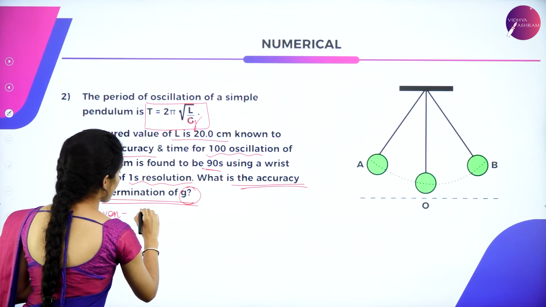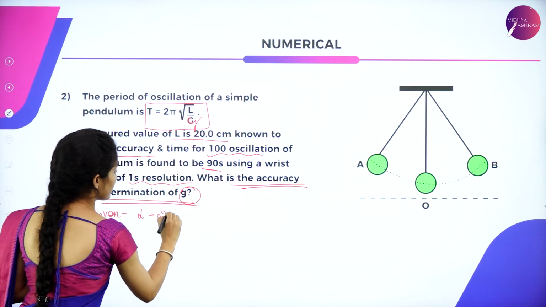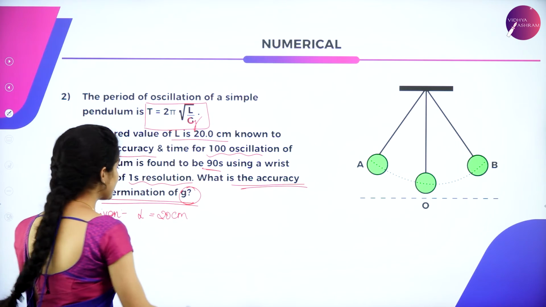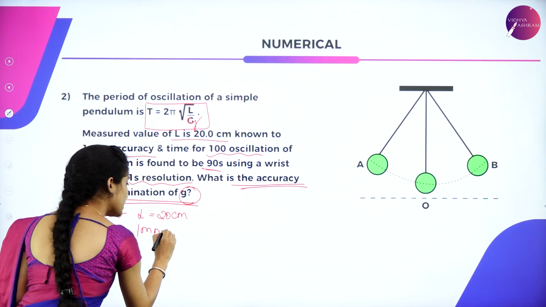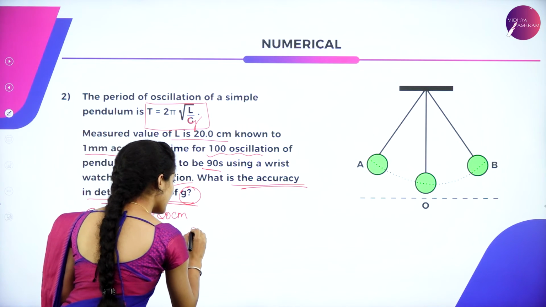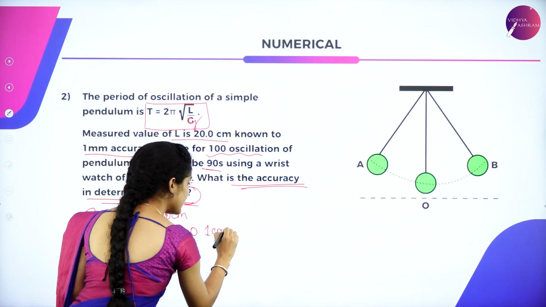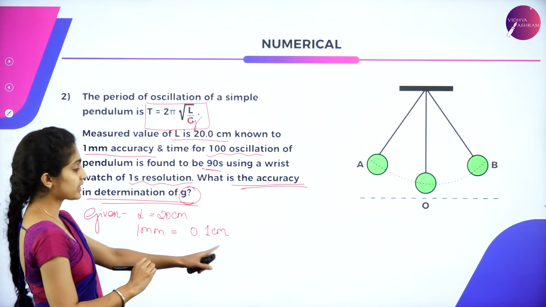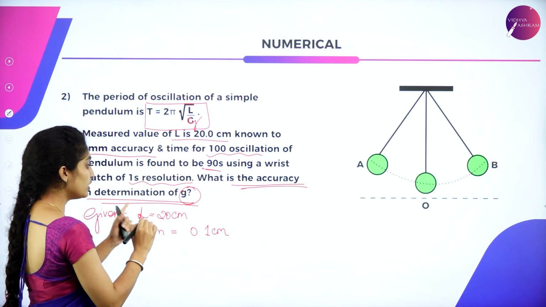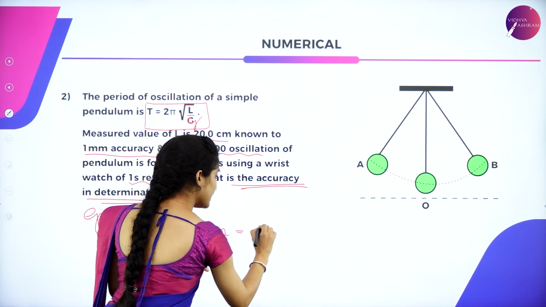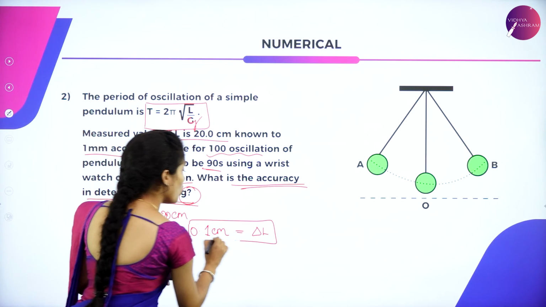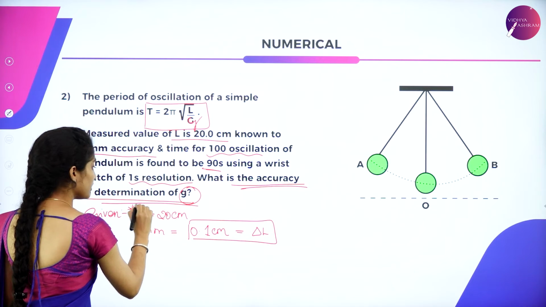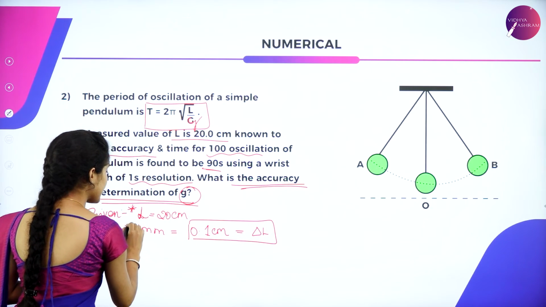It is like you have got your L as 20 centimeters and 1 millimeter accuracy. So 1 millimeter can be converted into centimeter as 0.1 centimeters. Okay, so this 0.1 centimeter is the accuracy, no? So this is the original value. So its error comes up like delta L is equal to 0.1 centimeters. So this is my first term and this will be my second term.